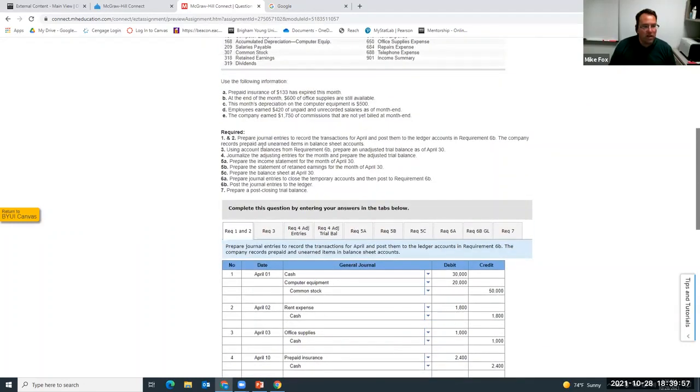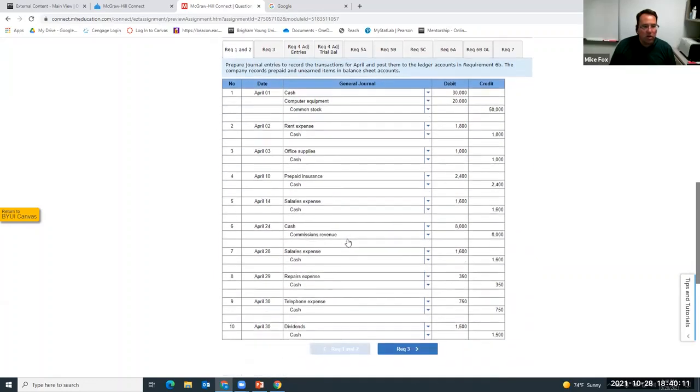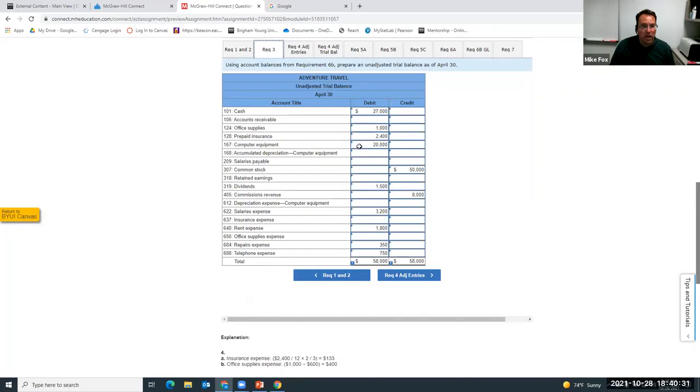And then the second, let's see, the company records prepaid. Okay, so requirement 3 is they want us to use the account balances to prepare an unadjusted trial balance. Because it was a brand new company, they didn't have balances in any of the accounts, so we can just go through and tally them up, right? We can say cash was debited 30,000, credited 1,800, credited 1,000, and we can figure out the balance of the cash account. And we can do that for each account.